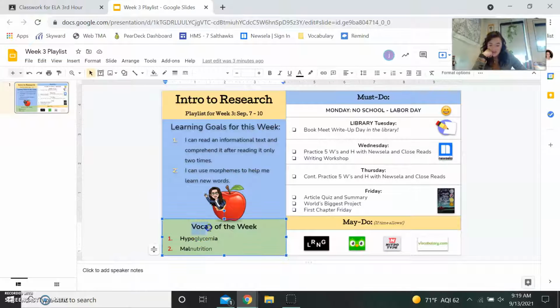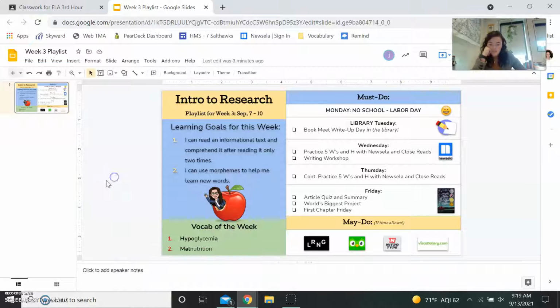Down here, you'll see the vocabulary for that week, and you can just look up these words on your own, and you can also look up the morphemes in the words, which are in bold. So we have one prefix here, one suffix, and another prefix, and you can look up those definitions because that'll be part of your vocabulary. And then over here, we have our must-dos for each day. These are the things we must do each day.